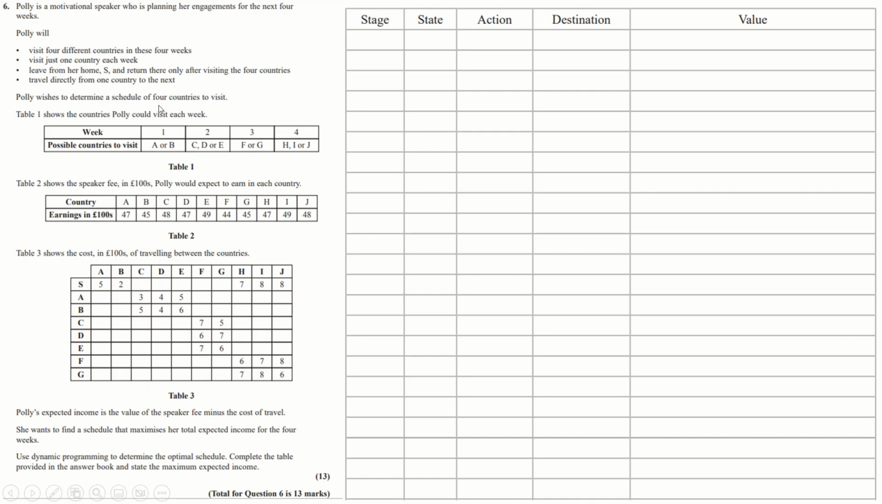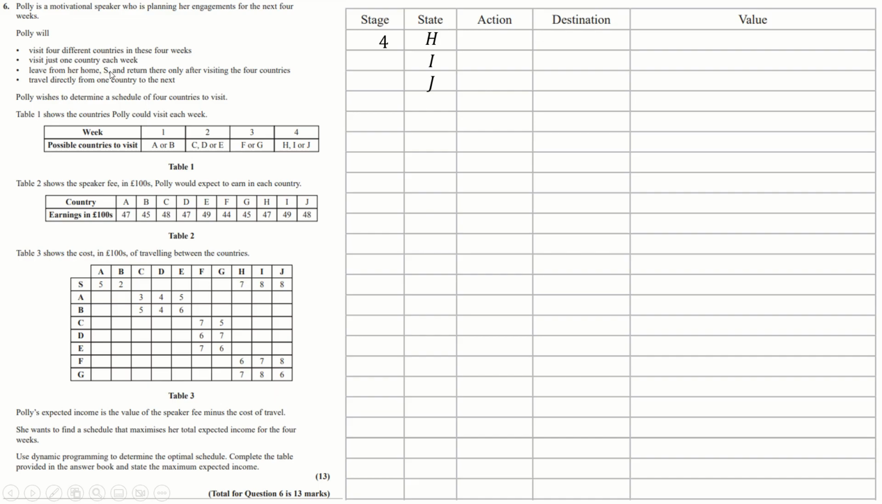So the dynamic programming question then, so apologies for this being very small, but we do need to read all of it as we go along. So she can visit these places in week 1, 2, 3, and 4. We're going to start at the end, obviously. So we start with stage 4, and she can only go to H, I, or J. So that's the state. The action is she does have to go home at the end.